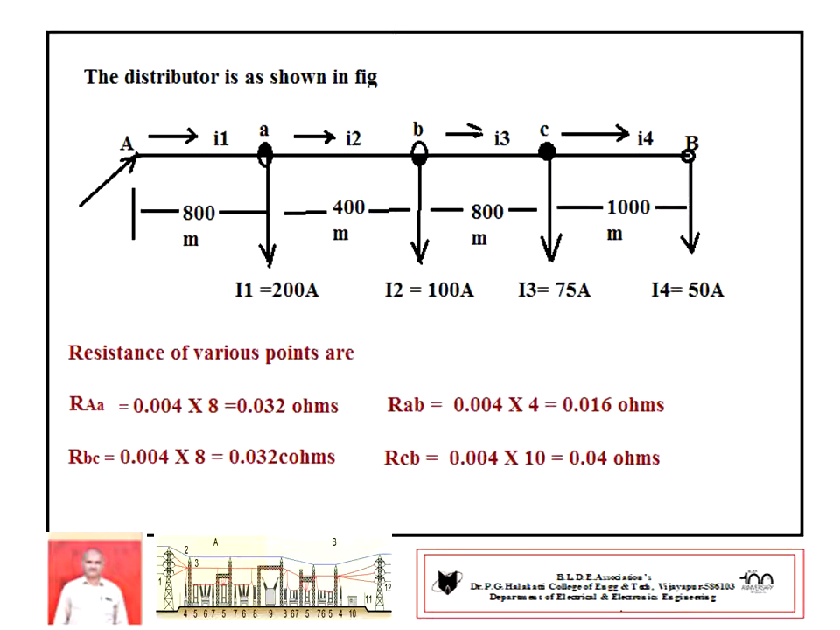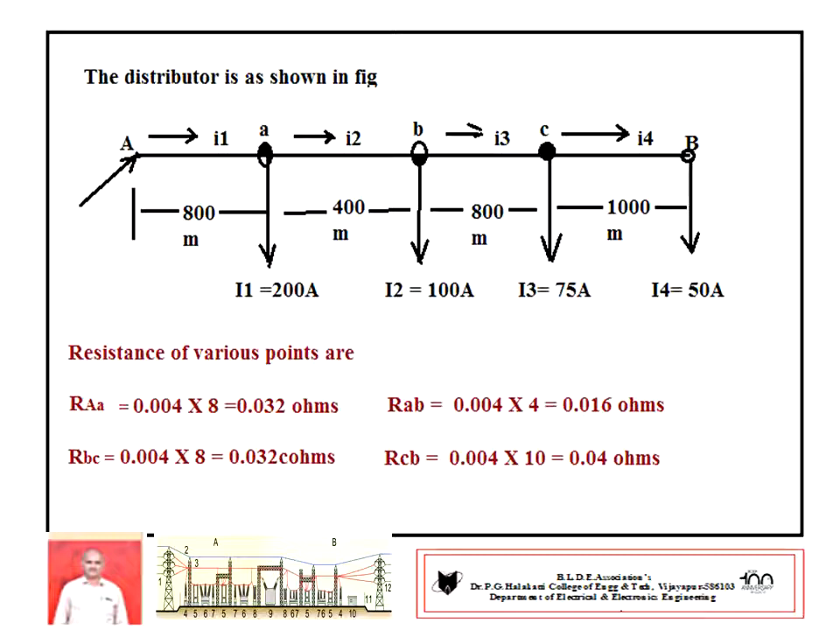The distances are taken with reference to point A. Small a lies 800 meters from capital A. Point b lies 1200 meters with respect to capital A. Then point c lies 2000 meters from capital A, and the last point, B, is 3000 meters from A. In this manner we have to understand: the length of each section is taken from the feeding point, capital A. At capital A we are feeding 250 volts.